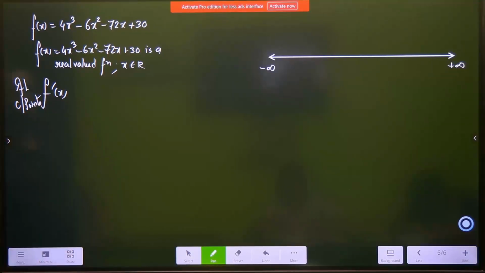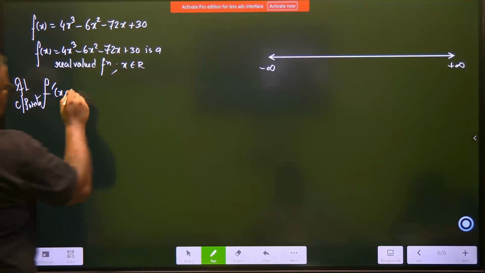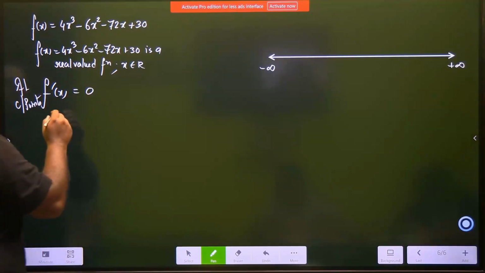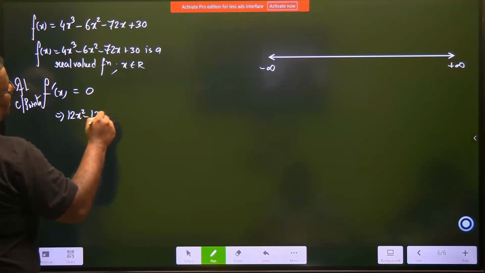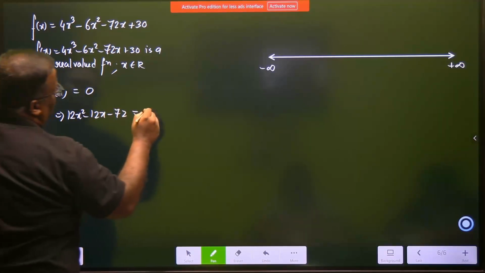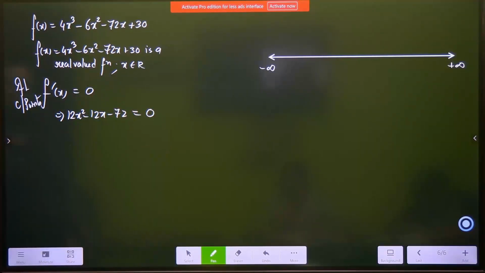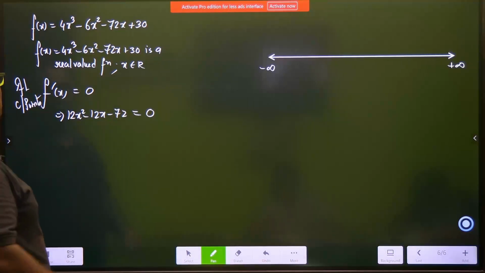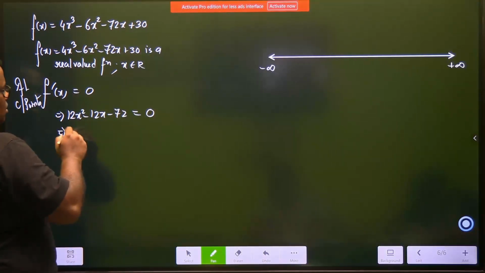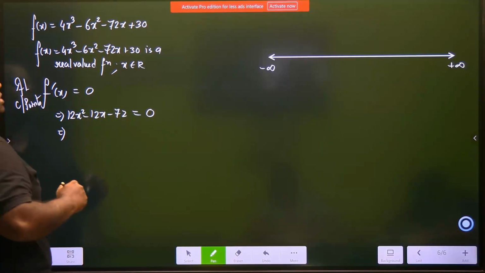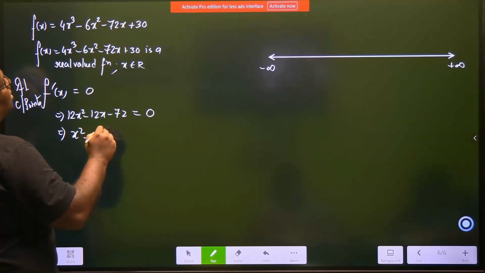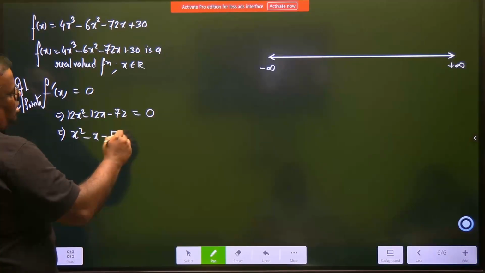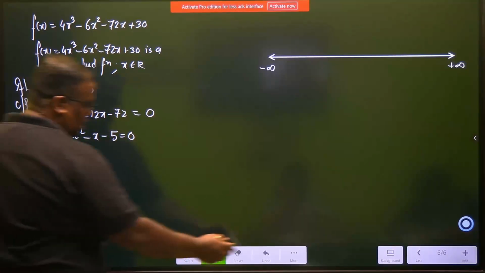At critical points, f dash x must be equal to 0. So let's see our critical points. 12x square minus 12x minus 72 should be equal to 0. Check 12. 4 3s are 12, 6 2s are 12, and 72. 12 5s are 60, 12 6s are 72. So x square minus x minus 6 is equal to 0.